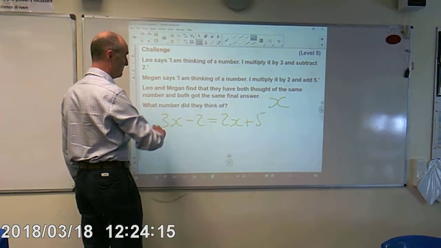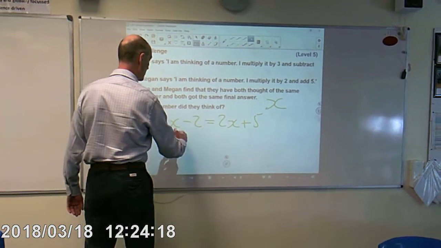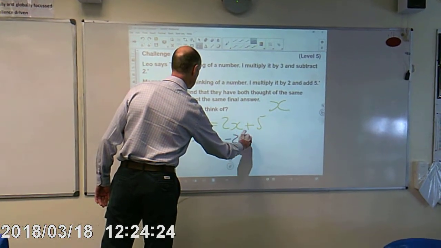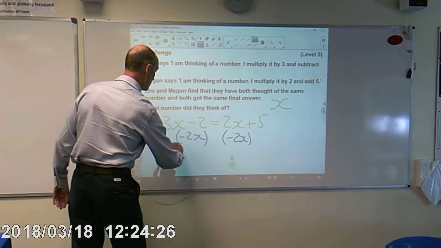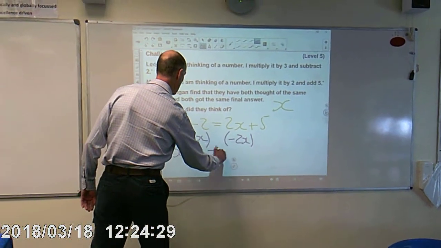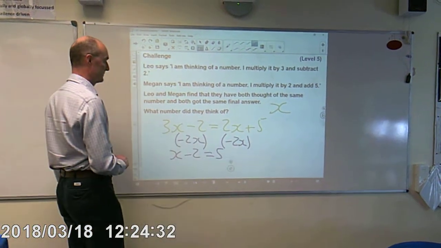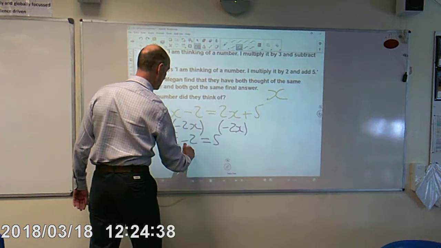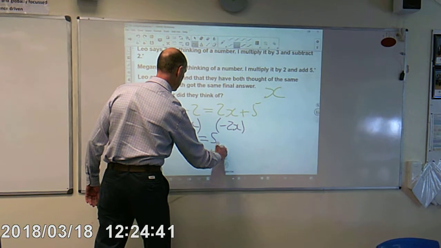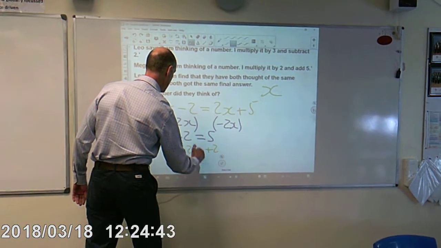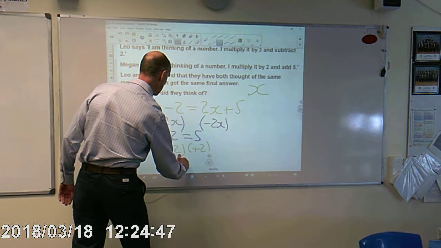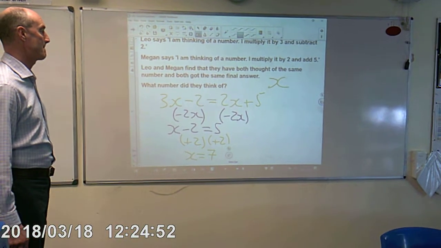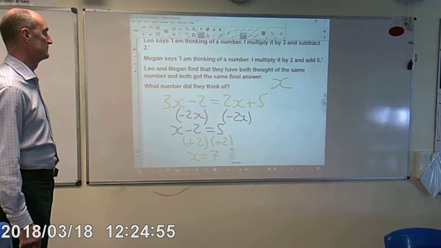So that allows us to then work through this problem. Subtract 2x from both sides. So x minus 2 equals 5. Add 2 to both sides. Gives us the value of x equals 7. Okay, so we've got the number 7.